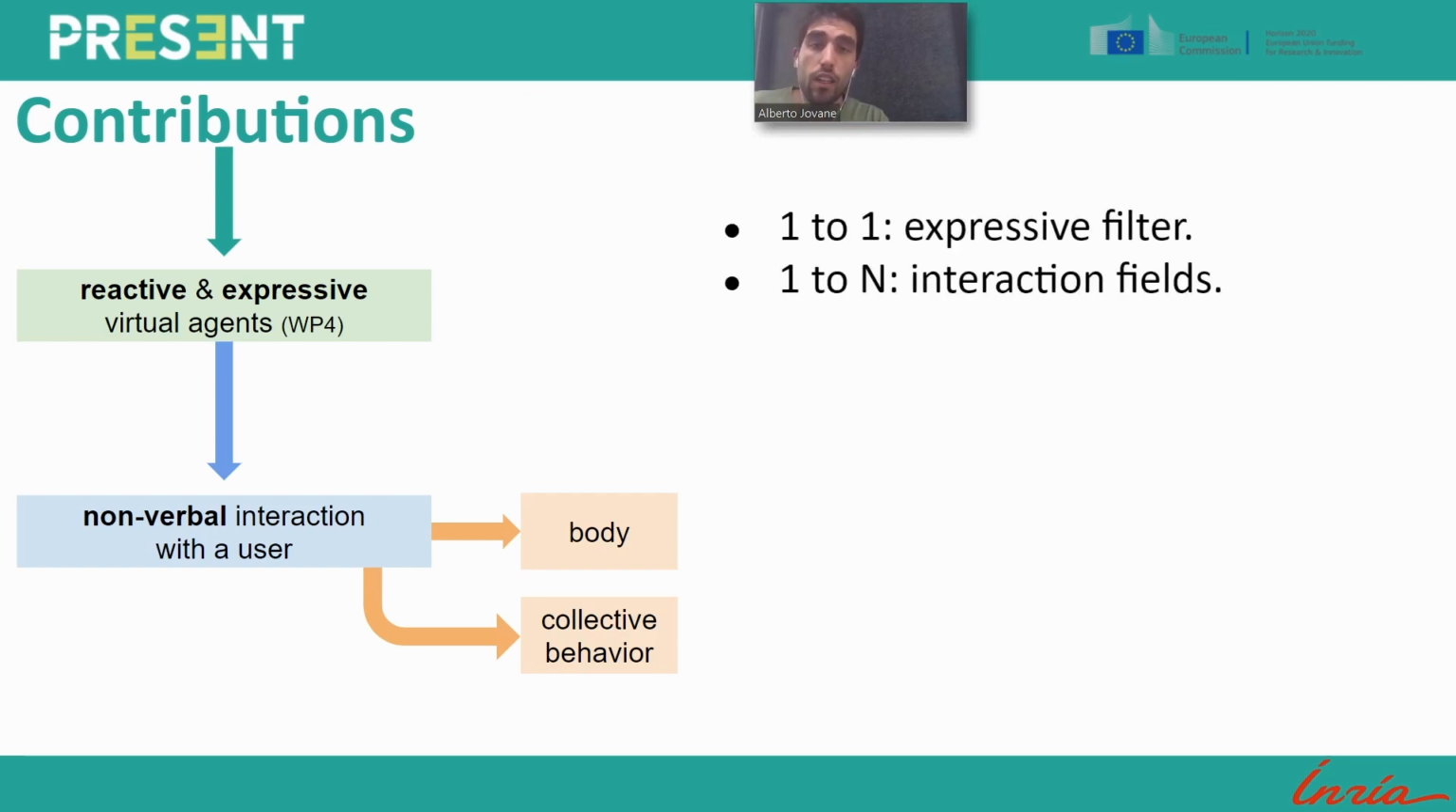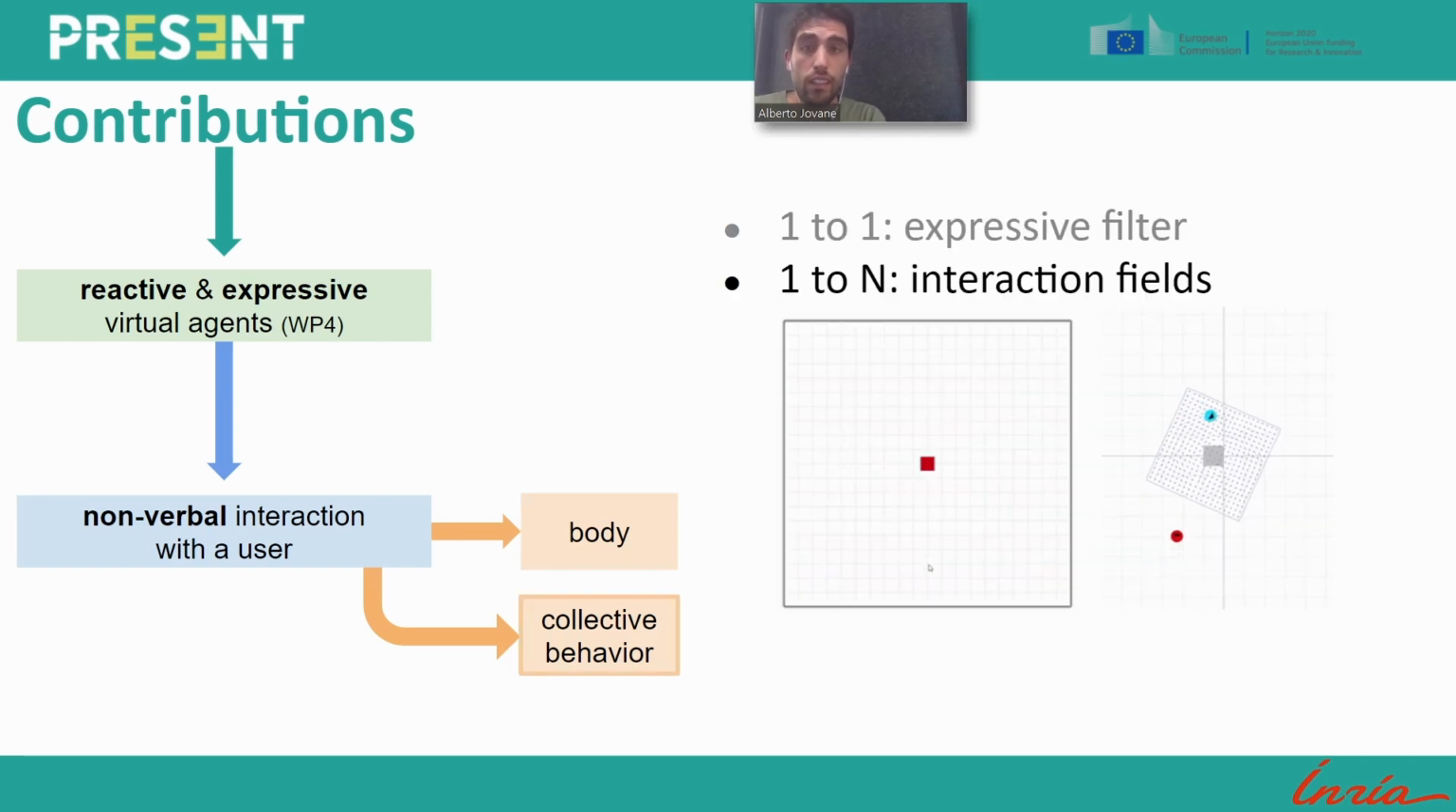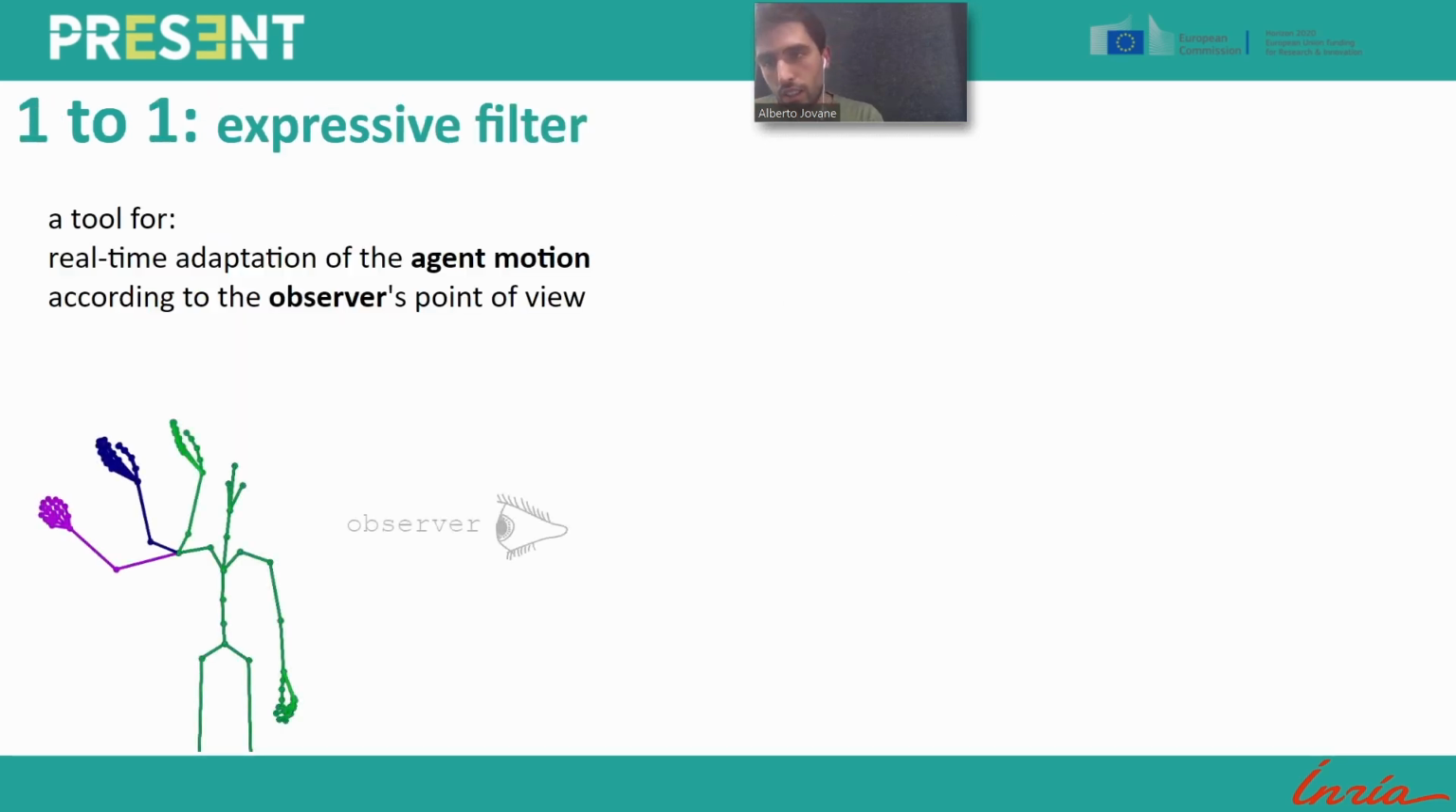We will introduce here the two main tools that we developed for this project. The first one is called Expressive Filter and deals with body animation of a single character, while the second one is the Interaction Field and is related to collective behavior, and so the behavior of multiple characters. The Expressive Filter is a tool that adapts in real time the motion of a virtual agent according to the observer's point of view. The target of this tool is the simulation of awareness.